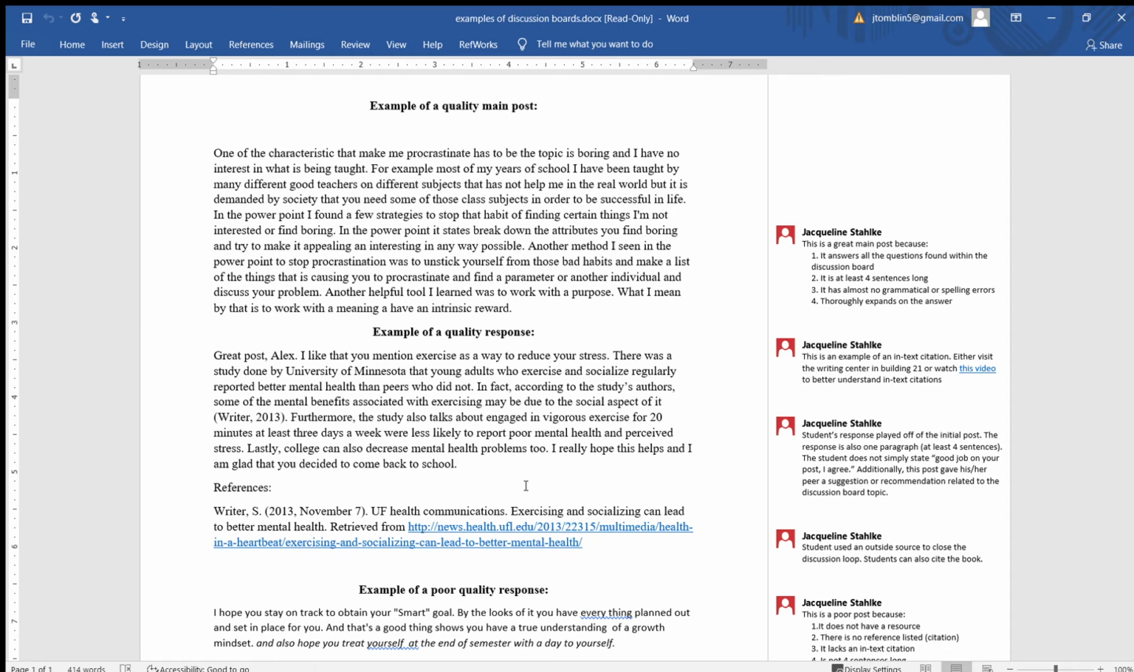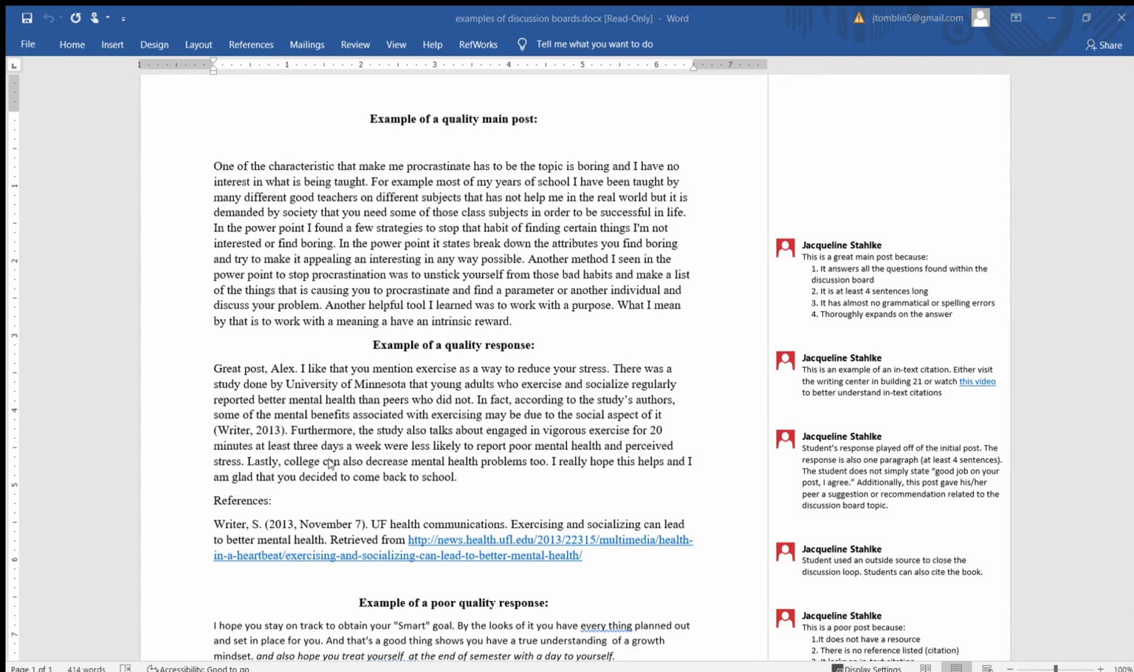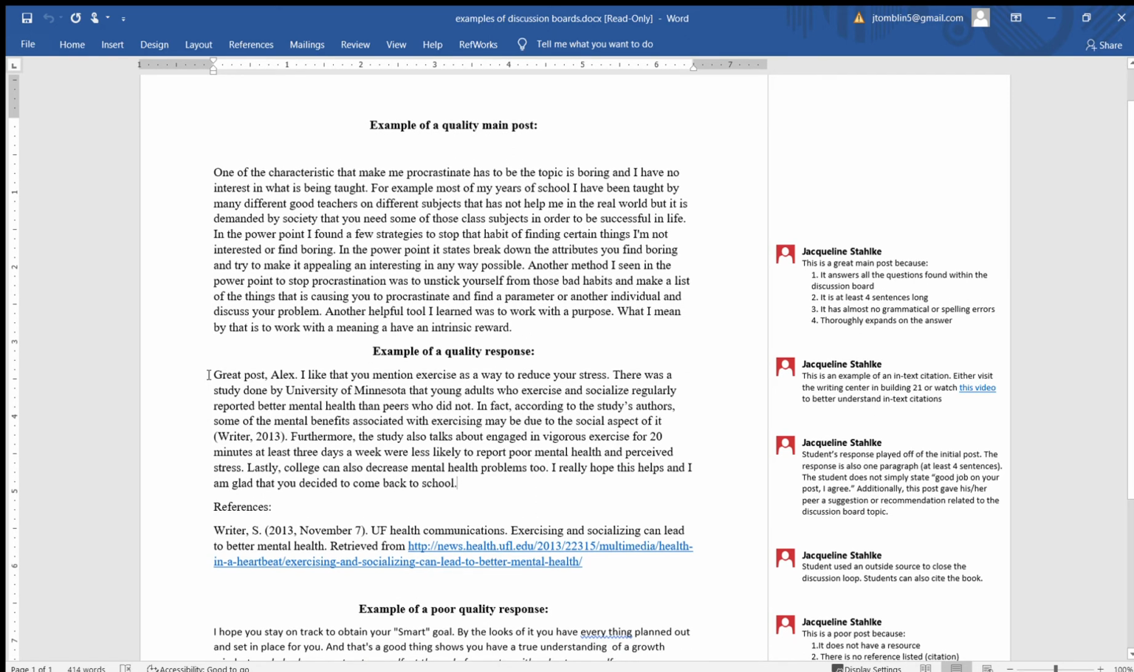So let's go back to this post and why it is a good example of a response. The person who wrote this response did a great job because they played off of the initial post. They are responding to a peer, and their peer may have said something in the post that this person was like, hey, I want to expand off that idea. And that is what they did in here. The response is at least 4 sentences long, and the student doesn't just simply state, hey, good job with your post, I agree with you. That's super shallow. I don't want to hear that.